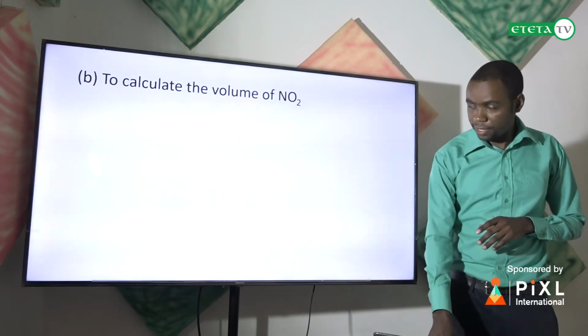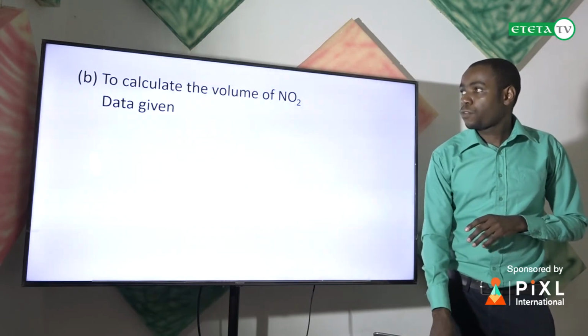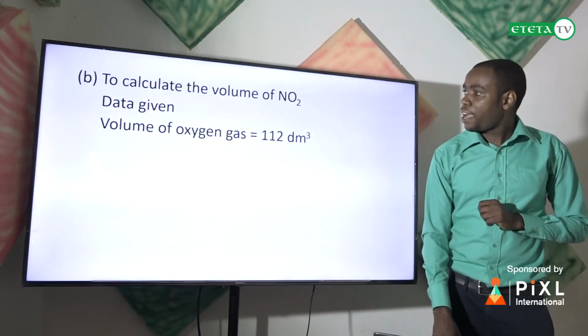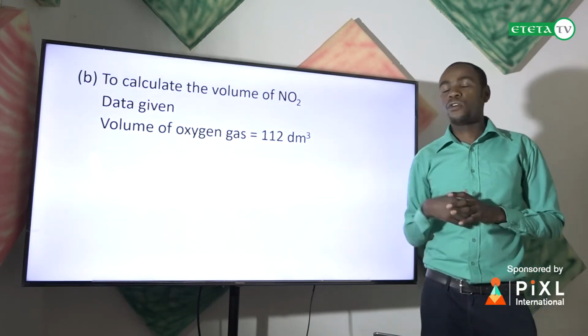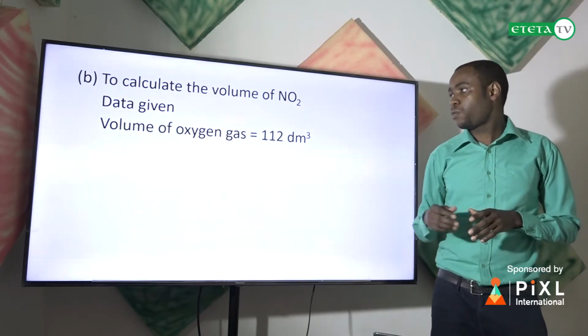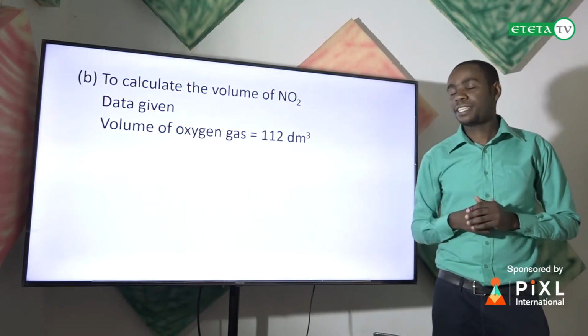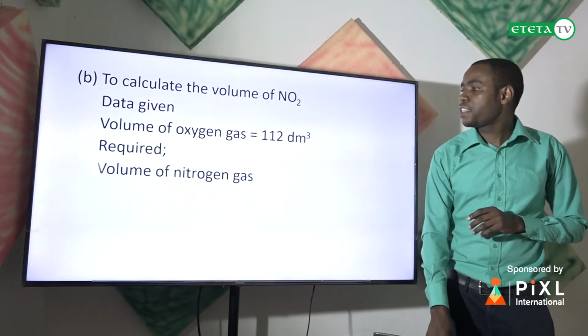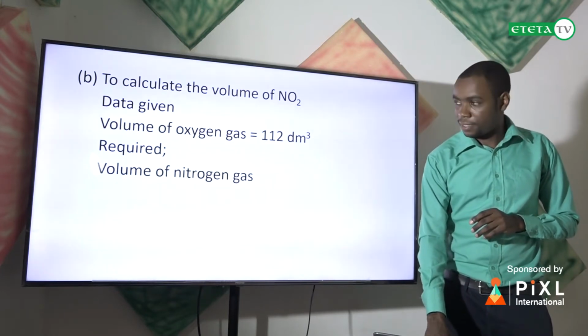How can you calculate this? First of all, you have to write data given. Here you have been given the volume of oxygen gas, which is equal to 112 decimeter cube. So what is required here is the volume of nitrogen dioxide.